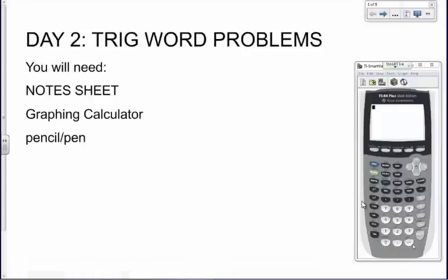Okay, today we're going to do day 2 in the Trig unit, Trig word problems. Things you're going to need for today are a note sheet, a graphing calculator, and then something to write with, preferably a pencil, but a pen will work.